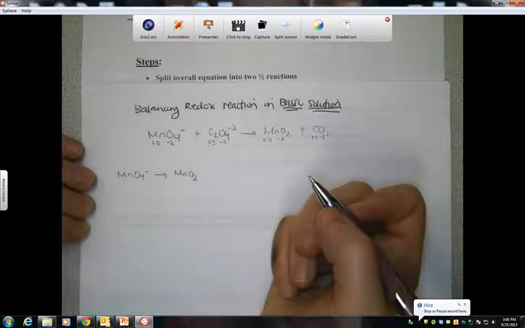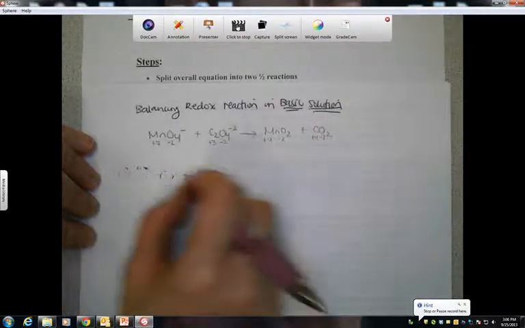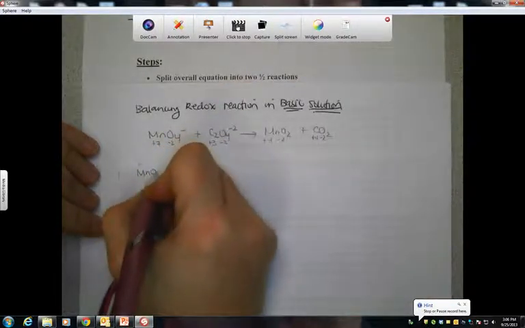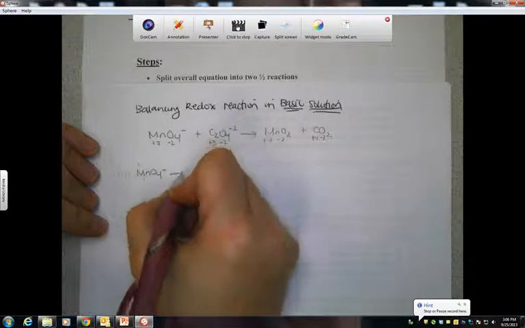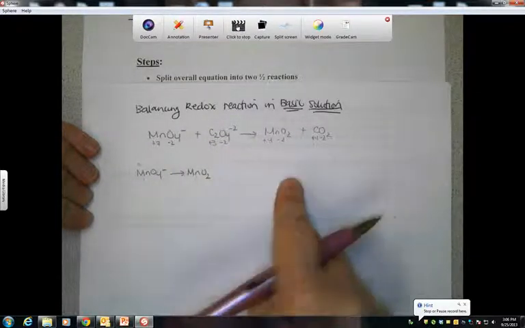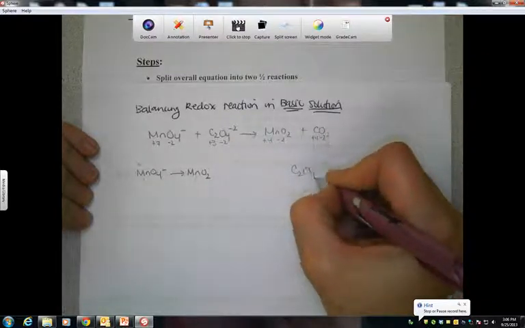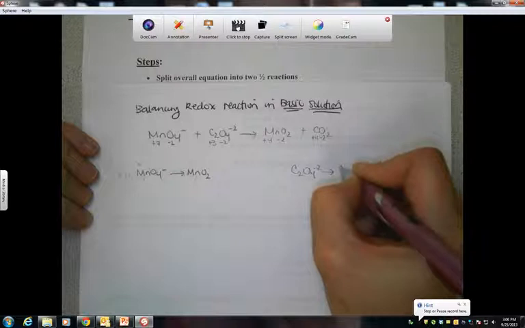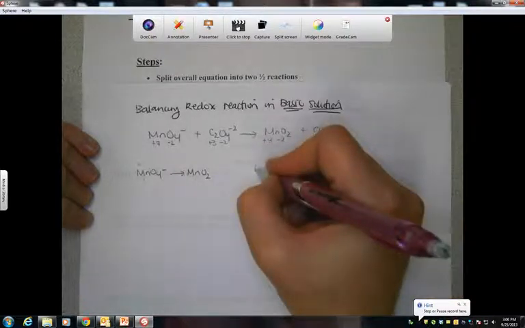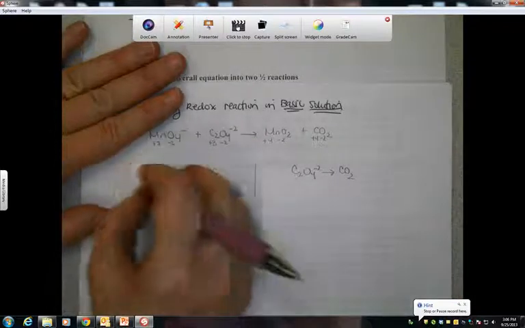Sorry, I'm going to move this over just a little because I'm going to need the space. So MnO4 minus is becoming MnO2, and then leave some space, and then we'll do our C2O4 2 minus becoming CO2. I'm actually going to draw a line between them just so that we can keep track of the two half reactions.